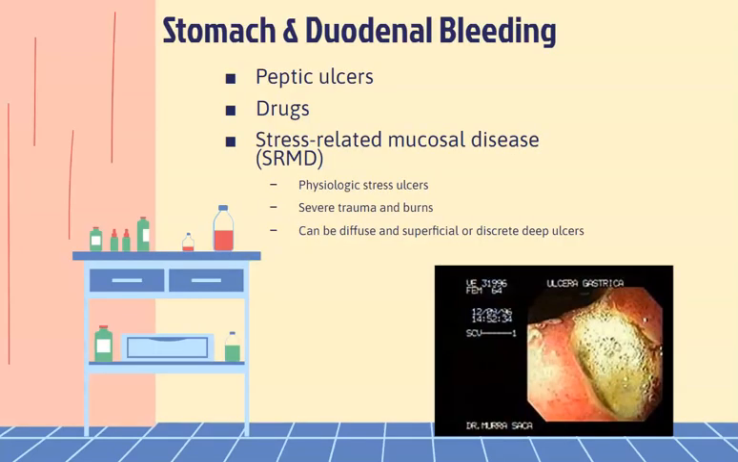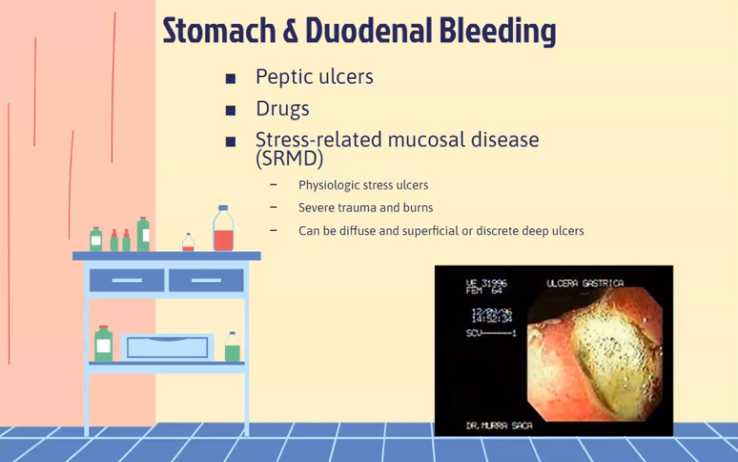Stomach and duodenal bleeding, these are going to be your peptic ulcers that have gotten severe enough that they are starting to bleed. Certain medications also can cause bleeding in the stomach. We know that if a patient or a client is on aspirin therapy for extended periods of time, that they are at higher risk for bleeding from the GI tract. Stress-related mucosal disease, like physiological stress ulcers, if there's maybe some trauma or burns.